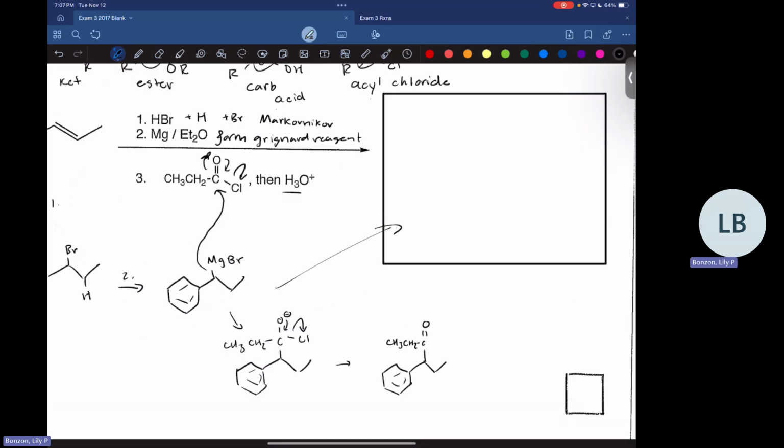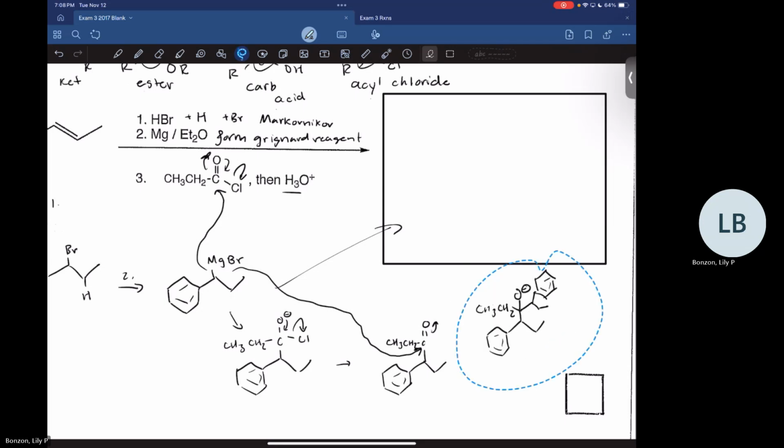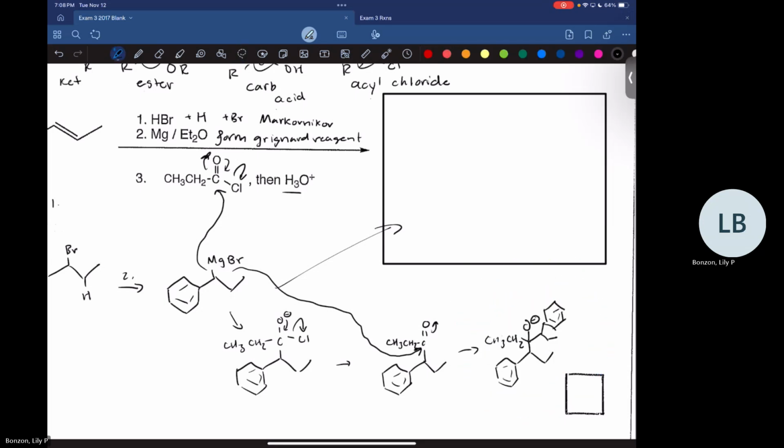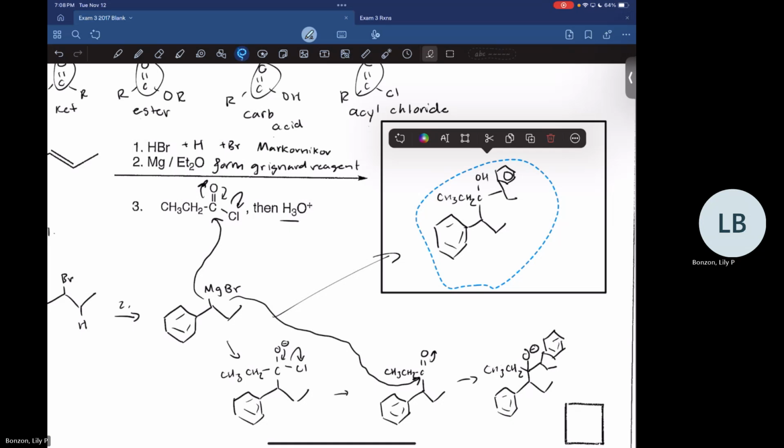And now that we've reformed the ketone, we can do another equivalent of this Grignard to attack and kick up the oxygen. And this time we don't have a good leaving group. So after this second addition, it will just stay as the O minus and then eventually get protonated into the alcohol. God, this is hard to draw. So then our final product will just be this alcohol. My drawing kind of sucks, but yeah.